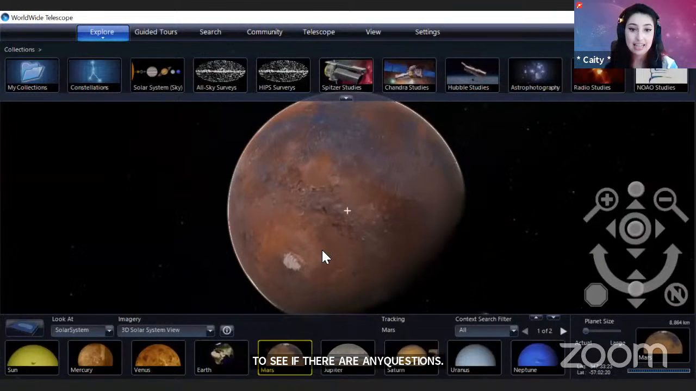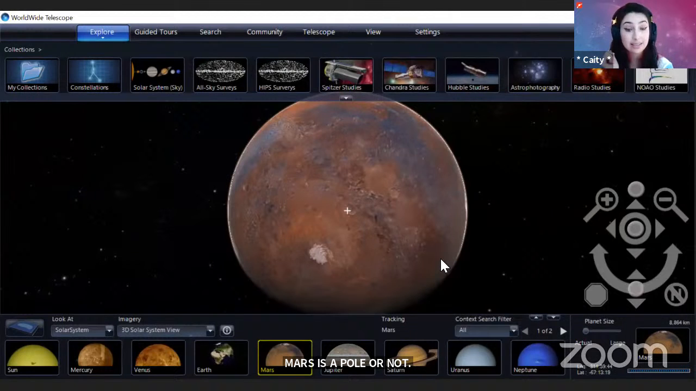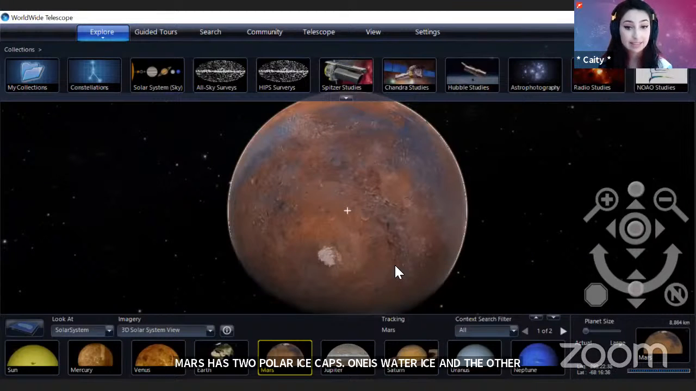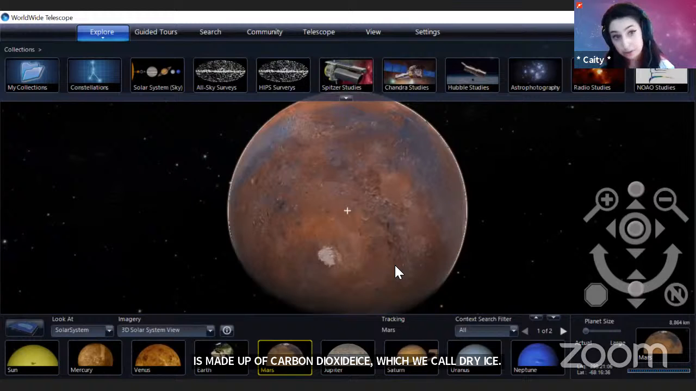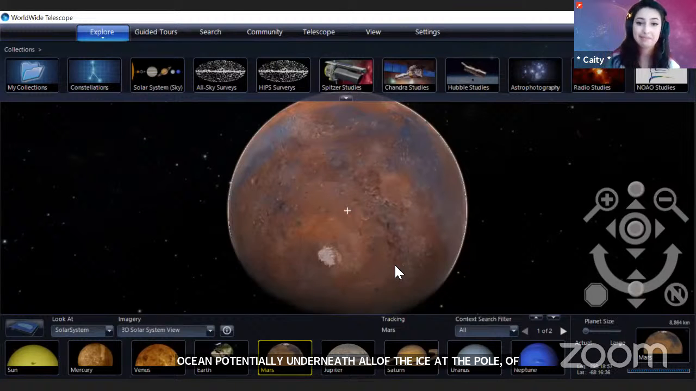Yes, it is. That is one of Mars's poles. The white is ice. Mars has two polar ice caps. One of them is water ice, and the other one is made up of carbon dioxide ice, which we call dry ice. And astronomers and planetary scientists believe that there is potentially an ocean of liquid water underneath all of the ice at the pole. So almost like a sub-ice lake, which is going on there.